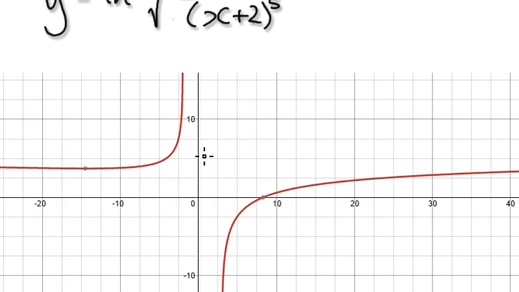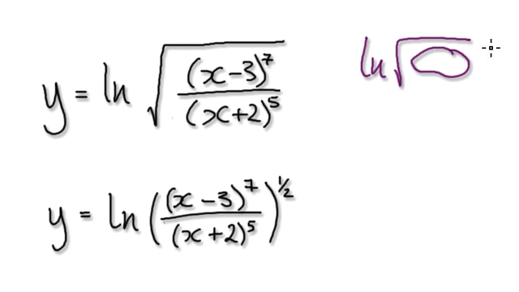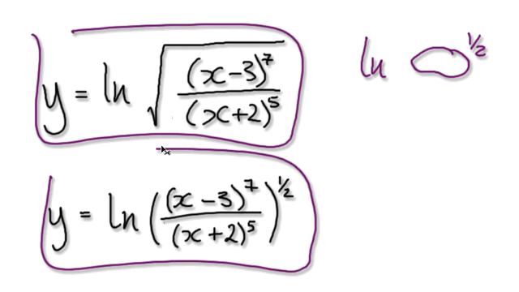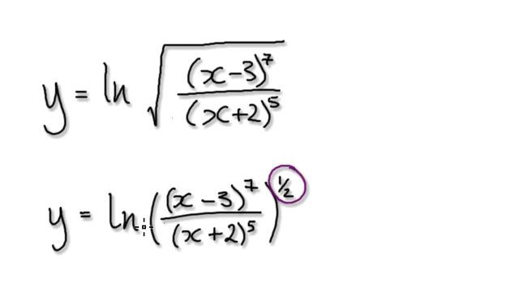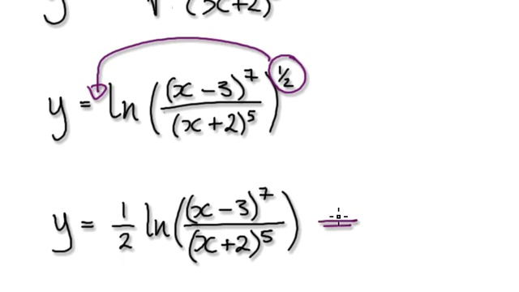Okay, so to do this here, visualize this as a natural log, and then rather than having the square root here, visualize it as to the power of a half. So visualize this thing here as this. Now, when it's a power of a half, and then you've got a log here, you can actually move it out here. So it will become this here.